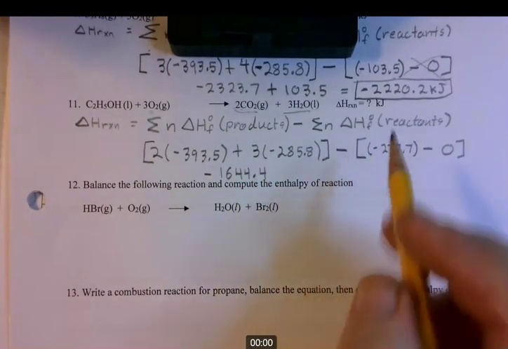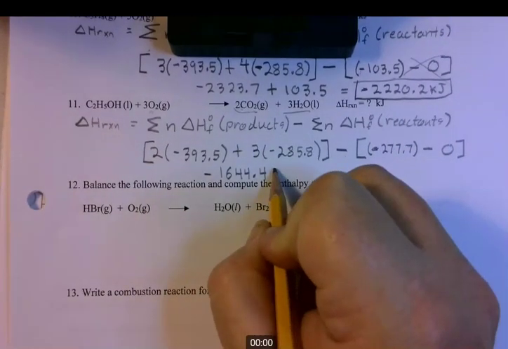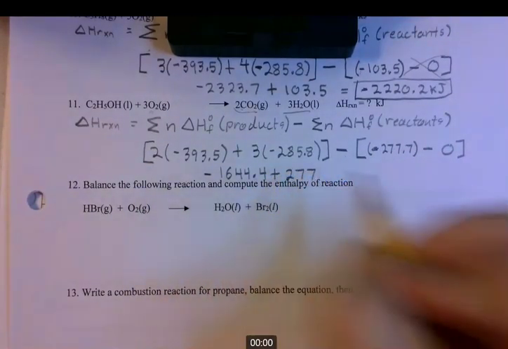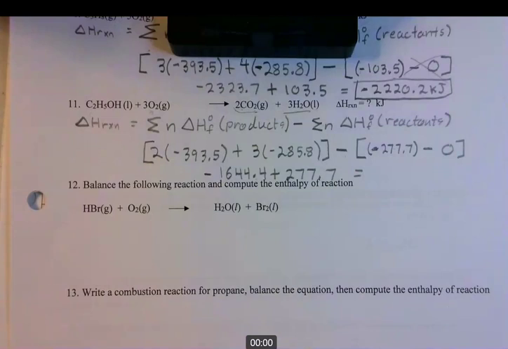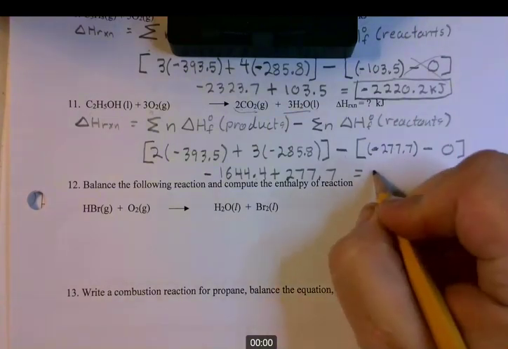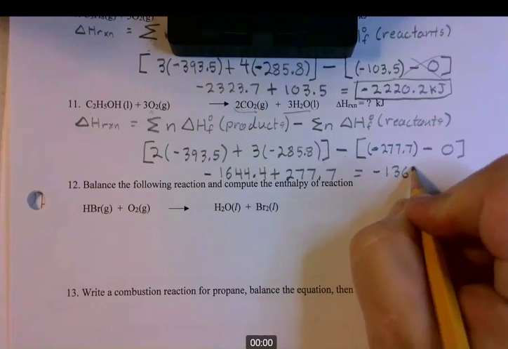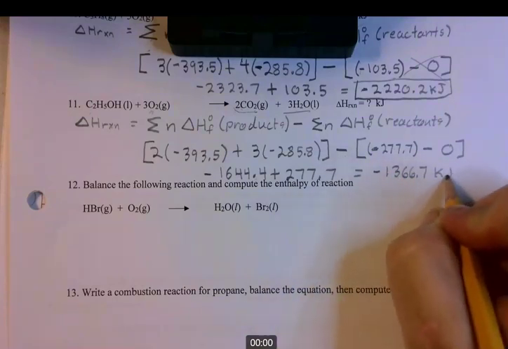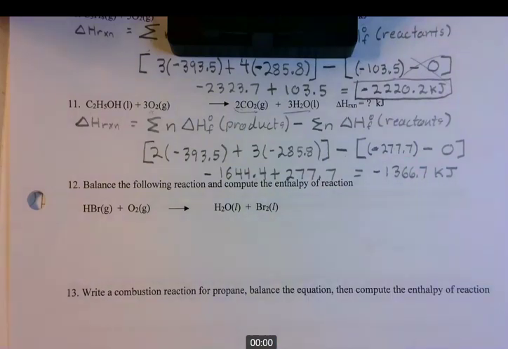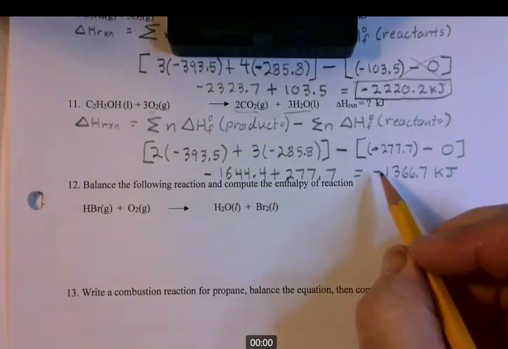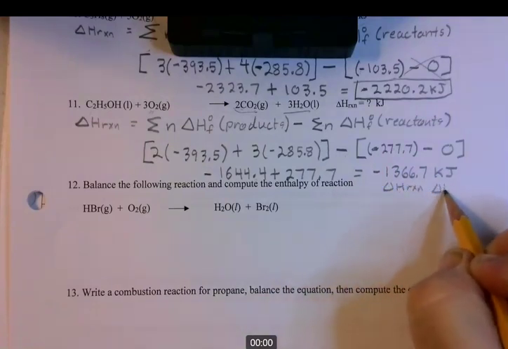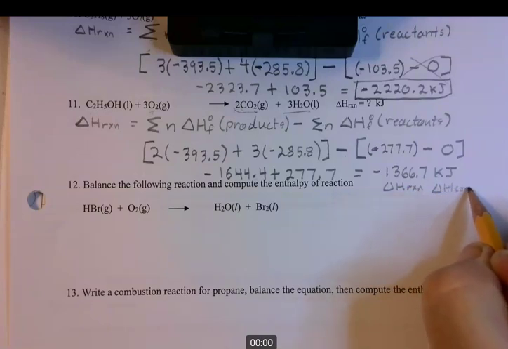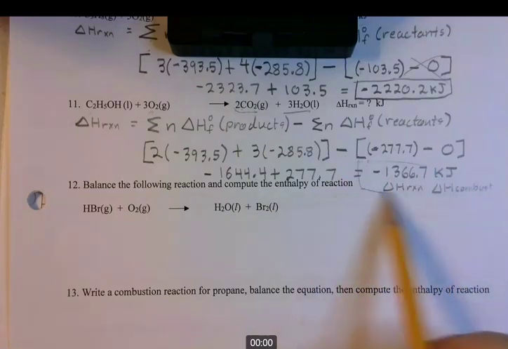And now over here, it's going to be minus negative again. Minus negative is plus, so it's going to be plus 277.7. And that's going to give us negative 1366.7 kilojoules for that reaction, for that combustion reaction. So you could call that a delta H of reaction, or you could call it a delta H of combustion. It just means of a combustion reaction. I'll just abbreviate that there. You could have called it either of those things, and that's your answer.